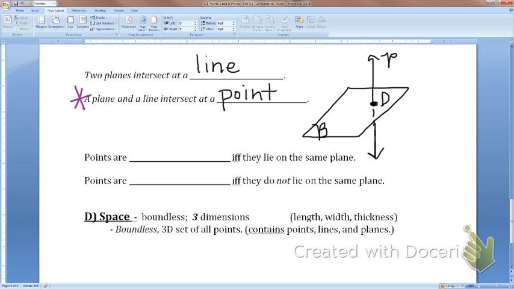So as if I were to hold a piece of paper flat and I were to take my pencil and drive it straight through the paper, it would touch at a point. Okay, so again, I want you to be able to draw this on a quiz.